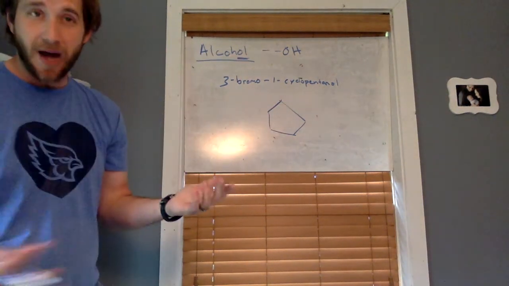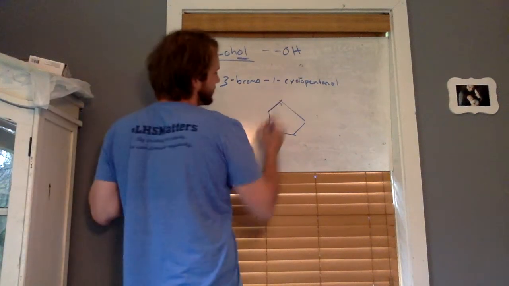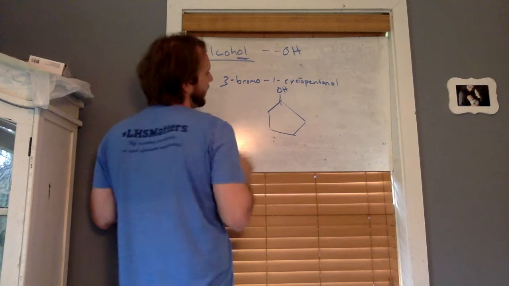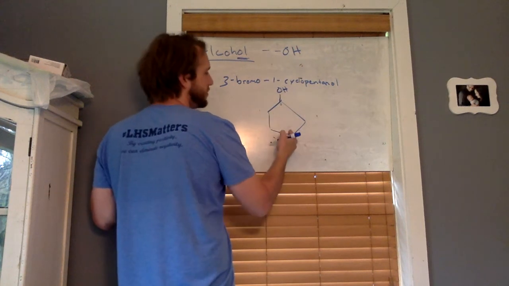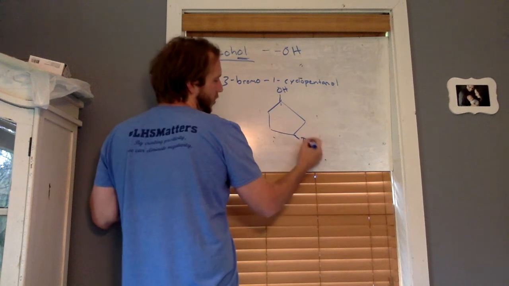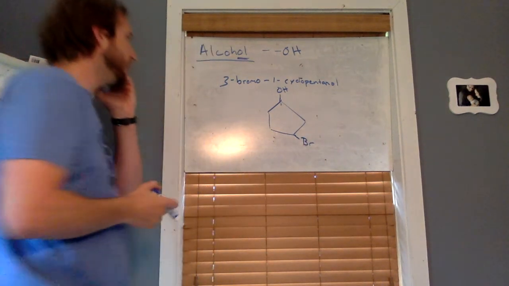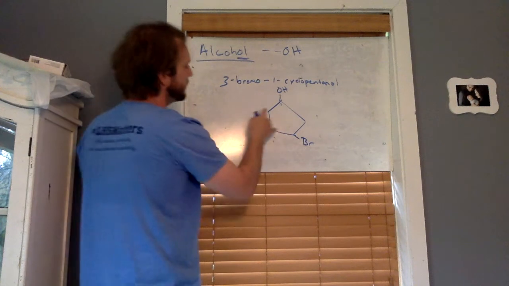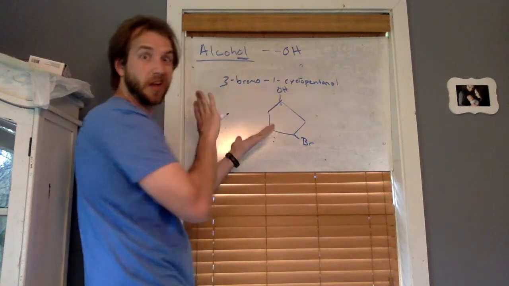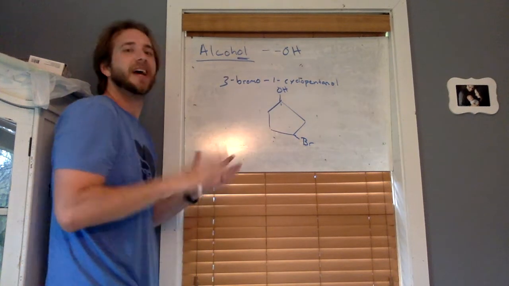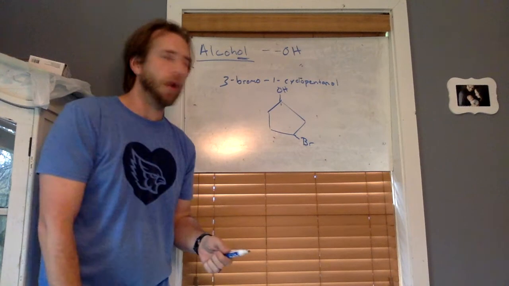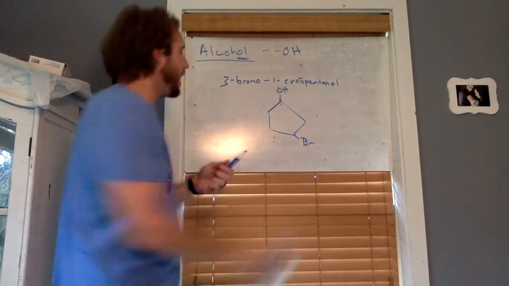We can assign position 1 wherever we want. I'm going to put it right here at the top. So pentanol, that means my OH is coming off here. I'm going to go 1, 2, 3 coming around this way, and then have my bromo group coming off on the 3 position. If you'd gone the other way, 1, 2, 3, theoretically, and put your bromine over here, it's actually the same molecule. It's just been rotated in 3-dimensional space in terms of how we write and draw our cycloalcohols.